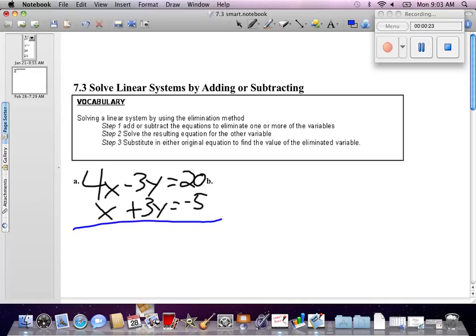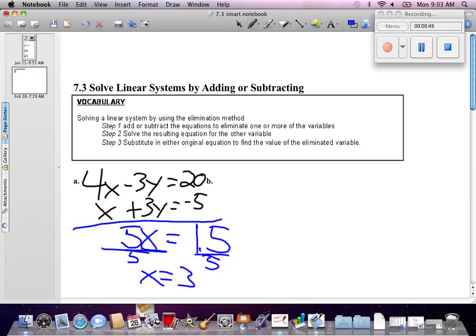So I'm going to go over here. 20 plus negative 5 is 15. Negative 3y and 3y cancel each other out, so we get 0. 4x plus x gives us 5x. We divide both sides by 5, and we get x equals 3.